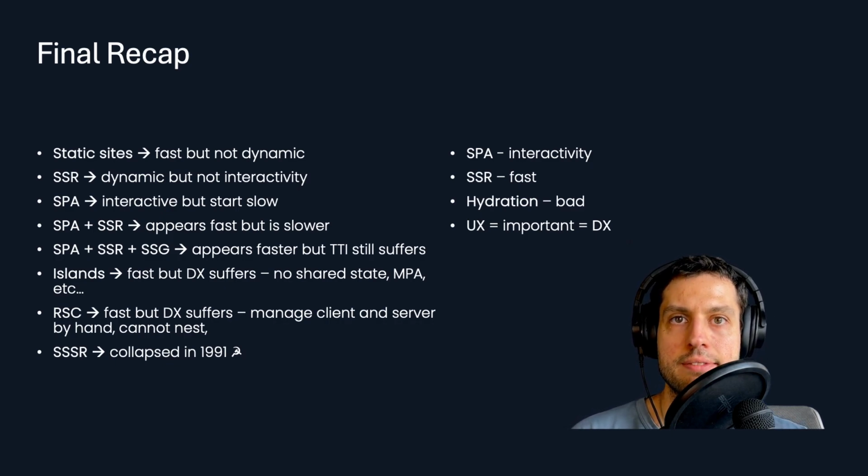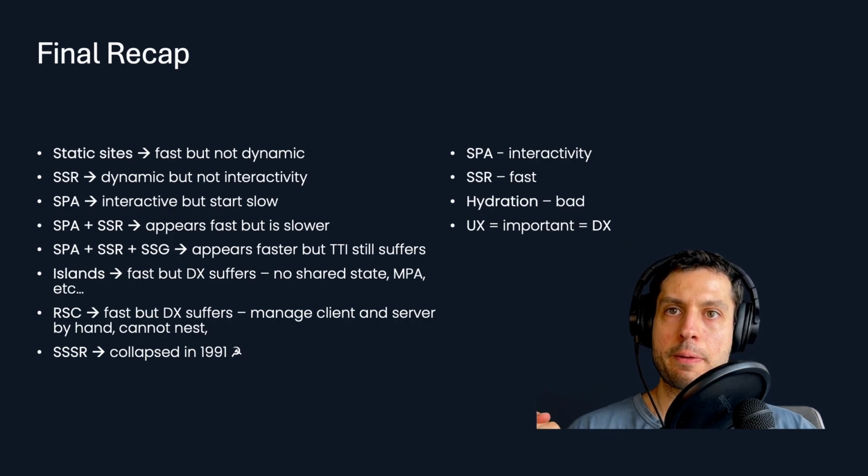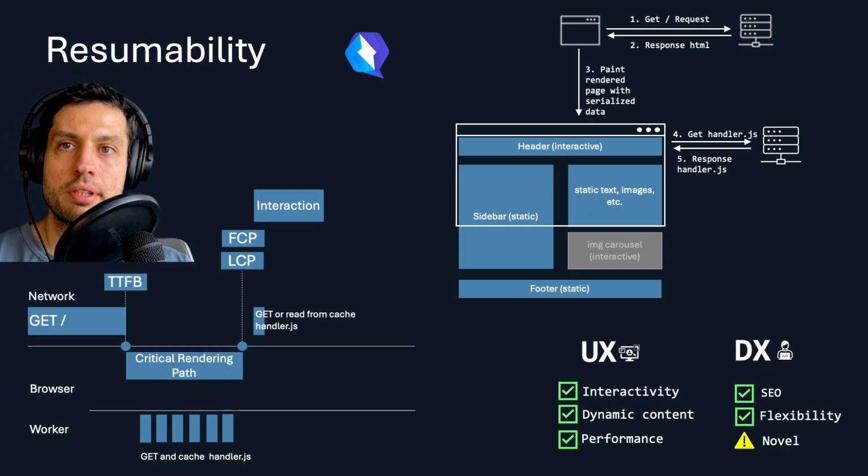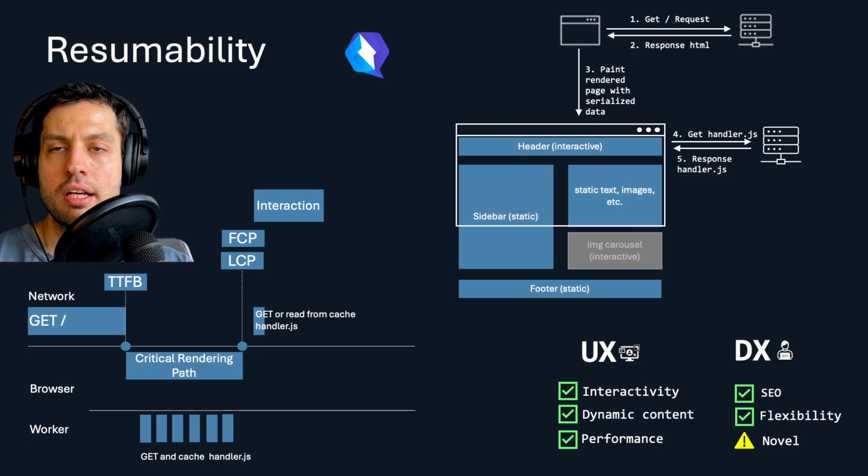Rendering on the server is fast. Hydration is bad, and we want equally good user experience and developer experience. So let's look at the following approach that we are going to examine today: resumability. Resumability refers to the ability of a web application to resume its state and interactivity on the client, picking up where the server left off without rerunning the server-side code.